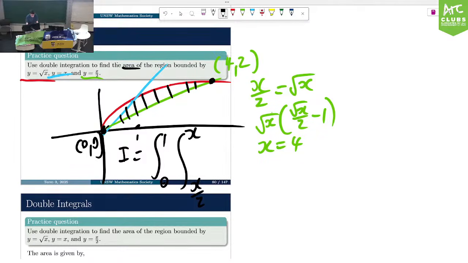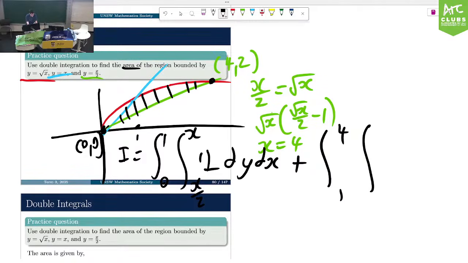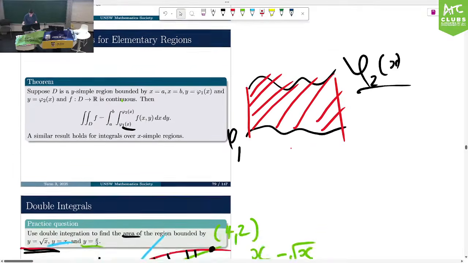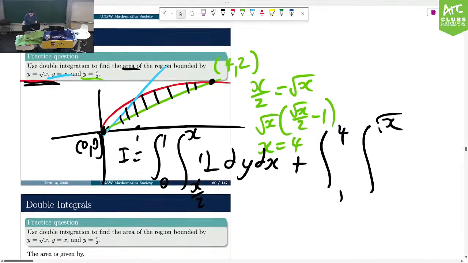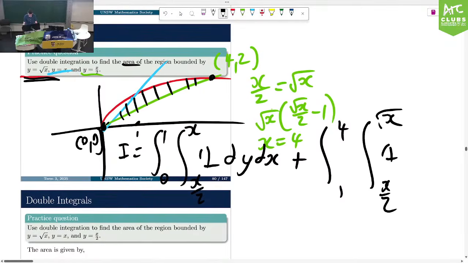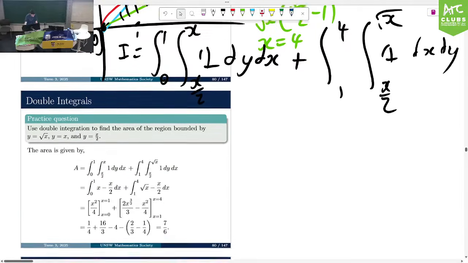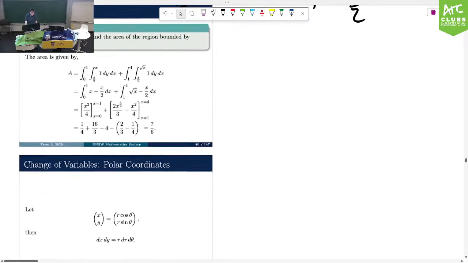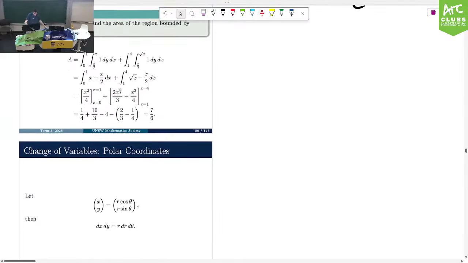Since we just want the area, we would just be integrating 1, dy dx, and then plus the other part of the integral, which would go from 1 to 4. So our upper bound for phi 2 would be square root x at the top. Our lower bound would still be x over 2, and this would be 1 dy dx. I won't evaluate that, but that should be correct. That is what I've got here, and you can see through the details. By the way, if you have any questions at any time, please let me know. Likewise, if you're watching online, please let me know if you have any questions.